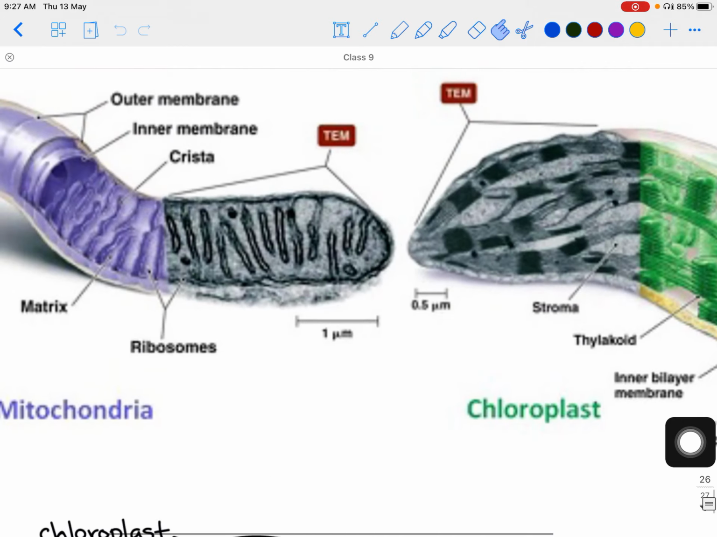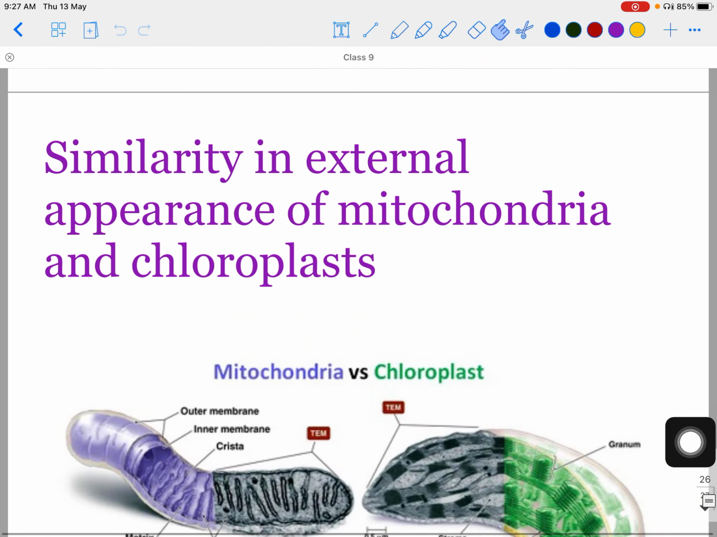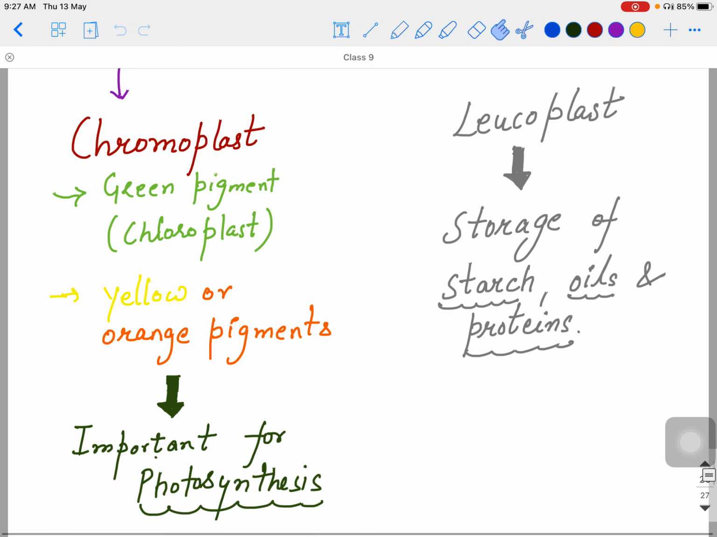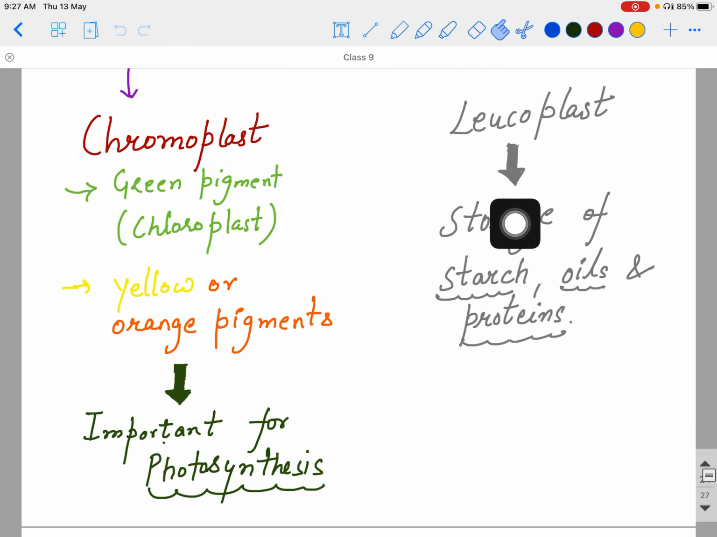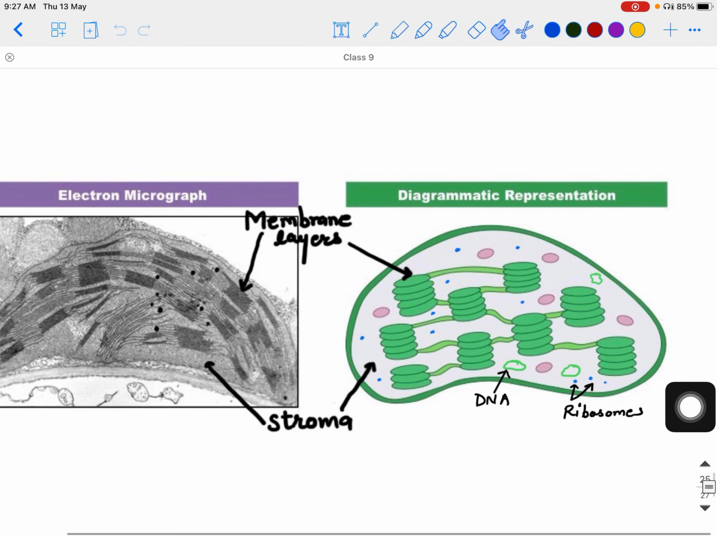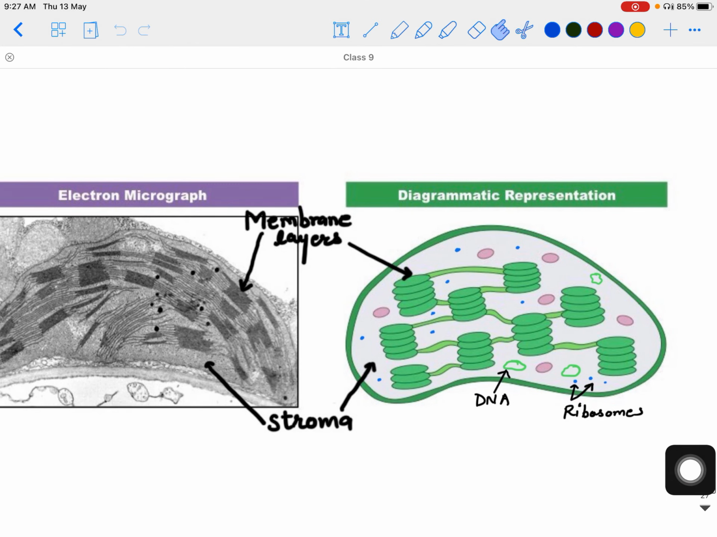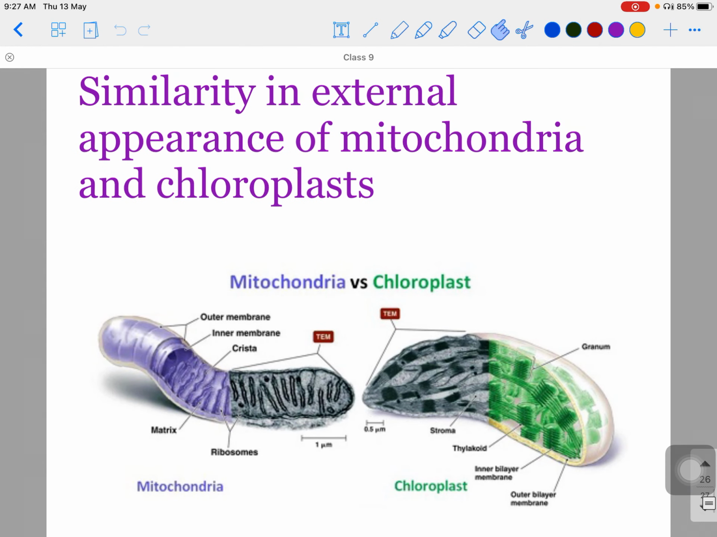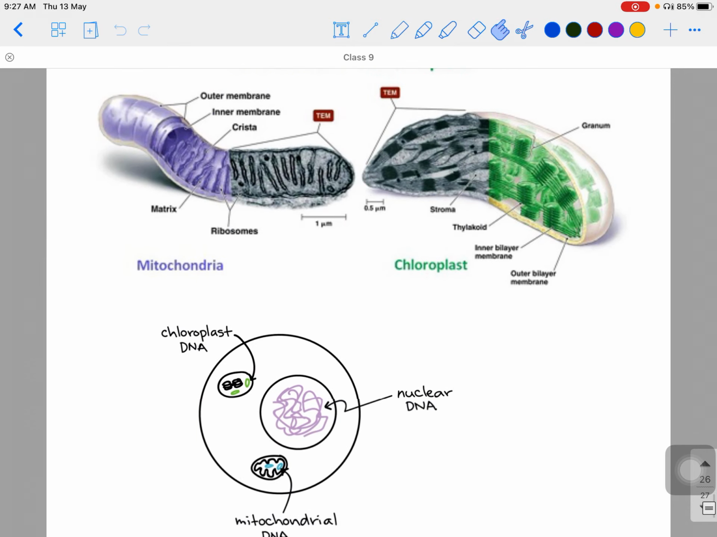Right? So this is the structure, function and types. Two types are there, and I have told you the function of each type, and then the structure of chloroplast, and then the comparison between mitochondria and chloroplast.